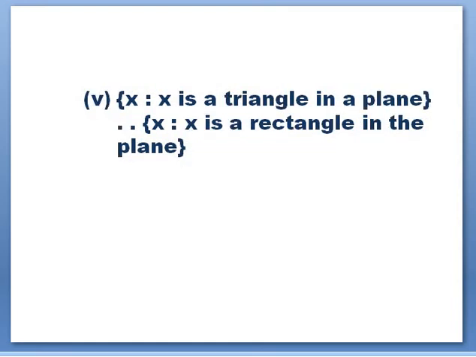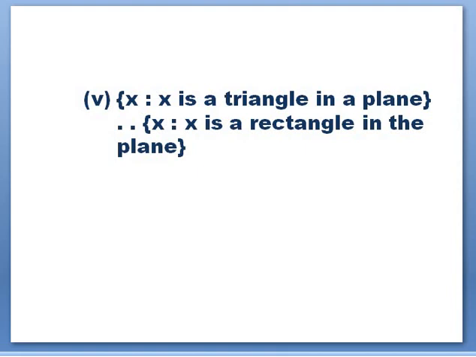Now the last example. In this example it is said that X is a triangle in a plane, and in the second set X is a rectangle in the plane. Now X is a triangle in a plane and X is a rectangle in a plane. See, first one is a triangle, second one is a rectangle. So is the first set a subset of the second one, or the second one a subset of the first one?